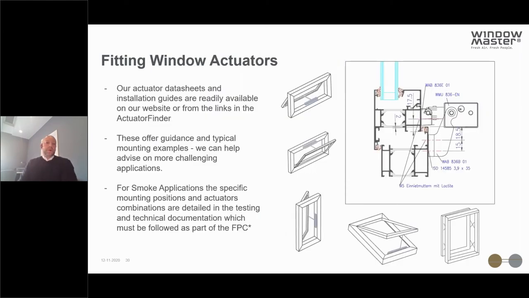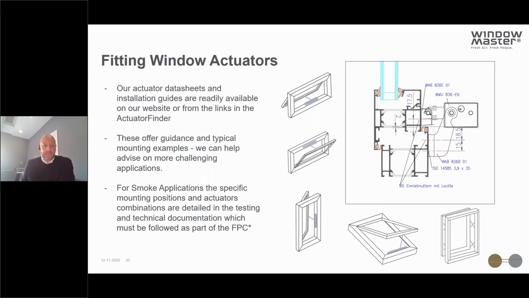Let's take a quick look now at fitting window actuators. So our data sheets and our installation guides are a really good go-to resource in terms of working out actuator fitting. And as we saw, we've got links to those within the actuator finder and the actuator finder output. And they offer a good typical mounting example for most orientations of windows and different profiles. And of course, we've got our guys in-house that can also help on specific applications should you need it.